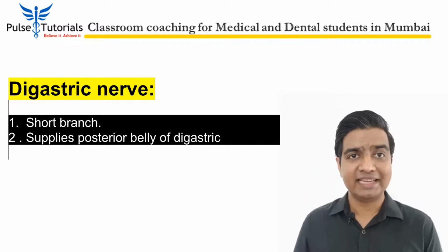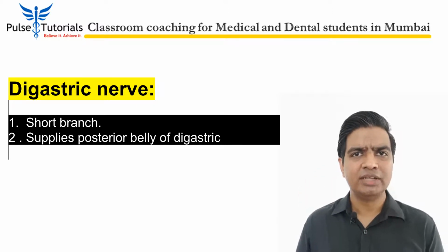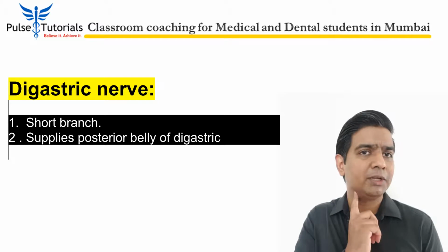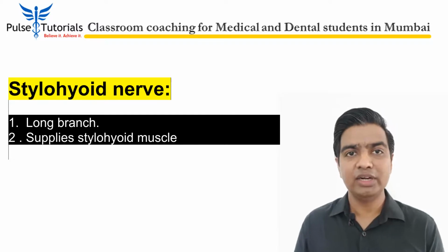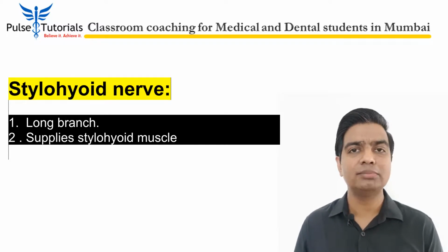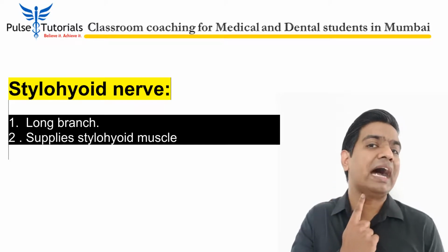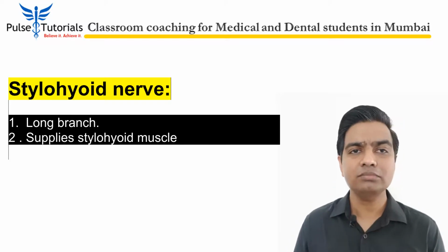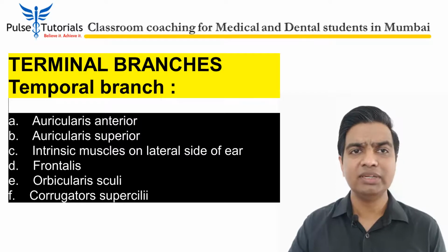The fifth nerve is the digastric nerve, a pretty short branch, which supplies the posterior belly of digastric. The stylohyoid nerve, a comparatively longer branch, supplies the stylohyoid muscle. And then we have the terminal branches.